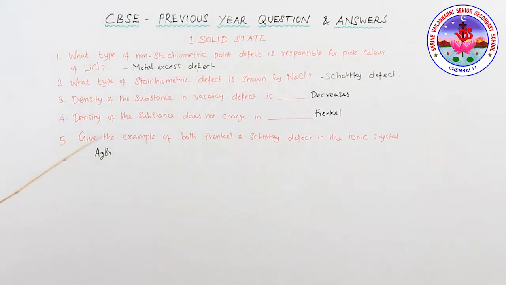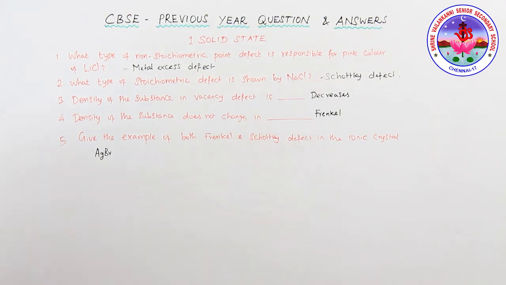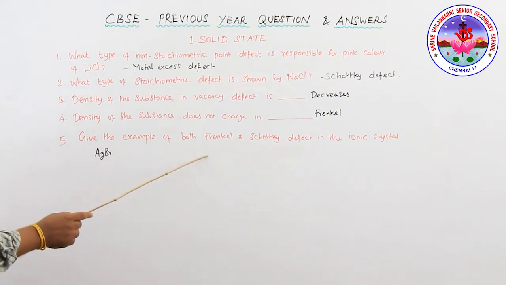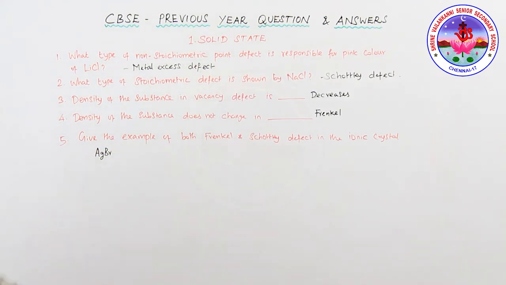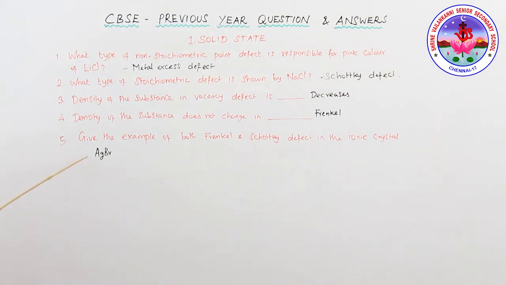Then give an example of both Frenkel and Schottky defect in an ionic crystal. Usually AgBr, silver bromide, shows both Frenkel and Schottky defect in an ionic crystal. This is the common example for both Frenkel and Schottky defect.